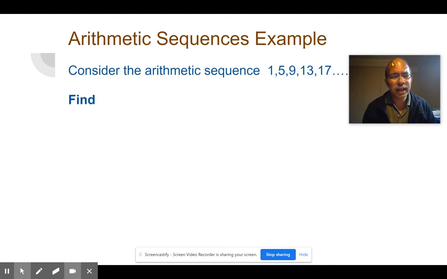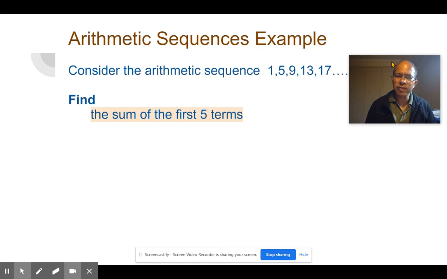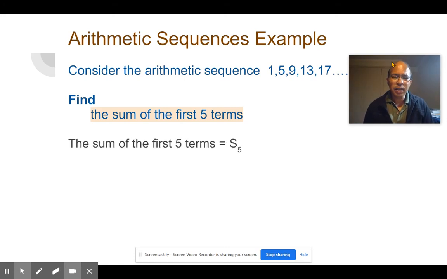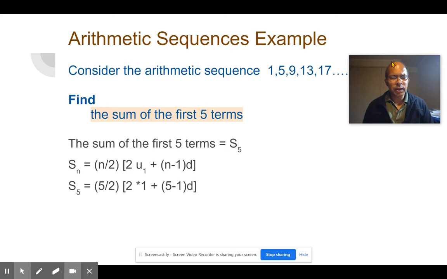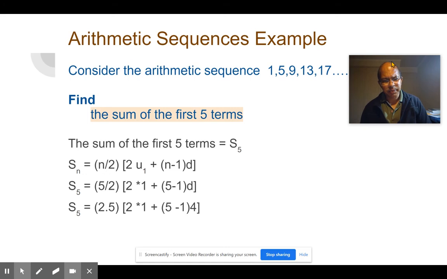Finally, let's find the sum of the first 5 terms. The first 5 terms as a sum is given by S5. The general formula is Sn equals n by 2 times 2 times the first term plus n minus 1 times d. Substitute the values of n, u1, and d, and that gives us an answer of 46.